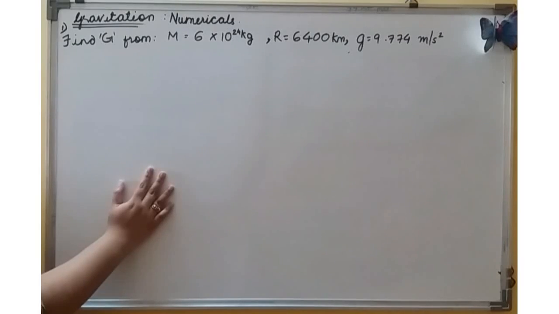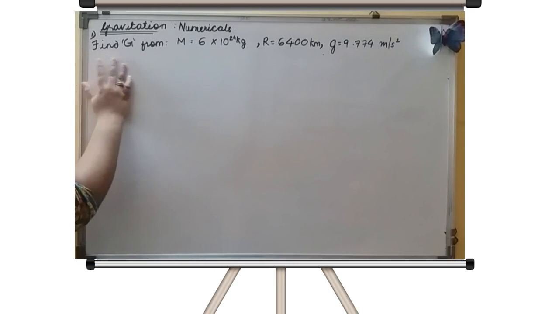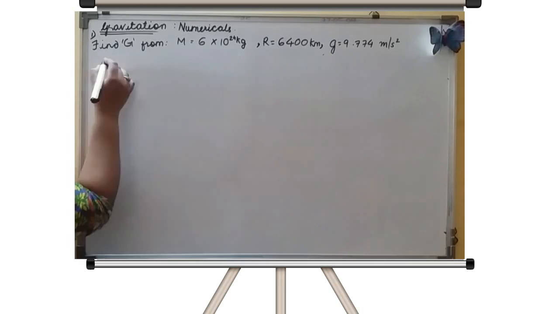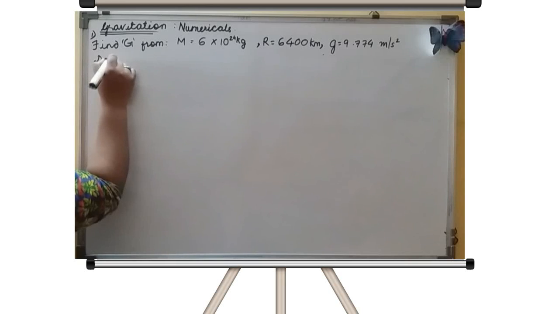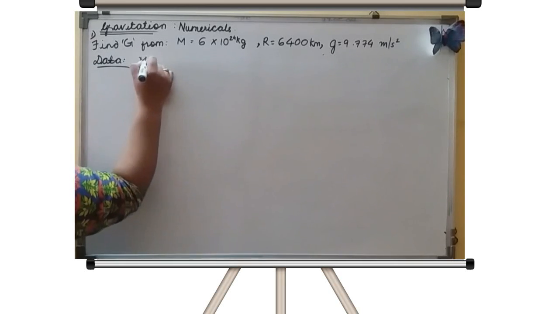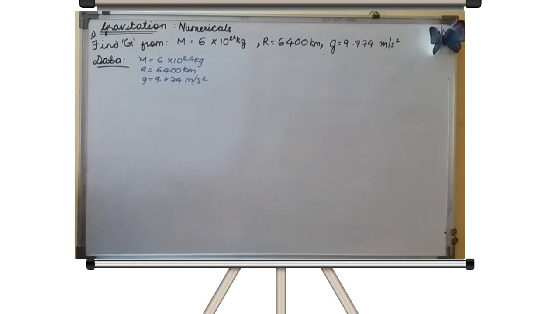Gravitation numericals from the Gravitation chapter. This is the given information to us. First, we have to find the gravitational constant from this given data. Then we have to judge whether the given data is proper or in SI unit, or in the required format or not. So first is kilometer.